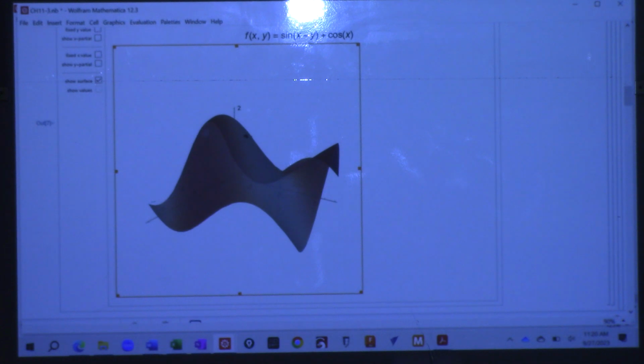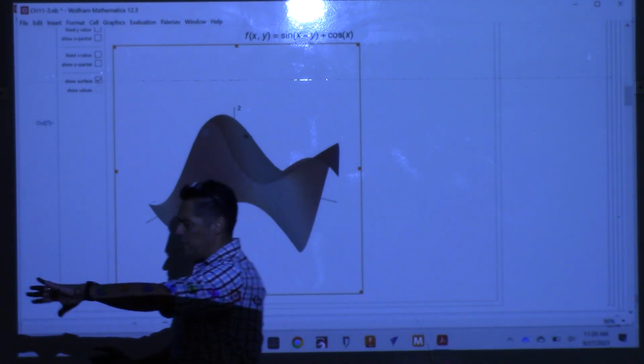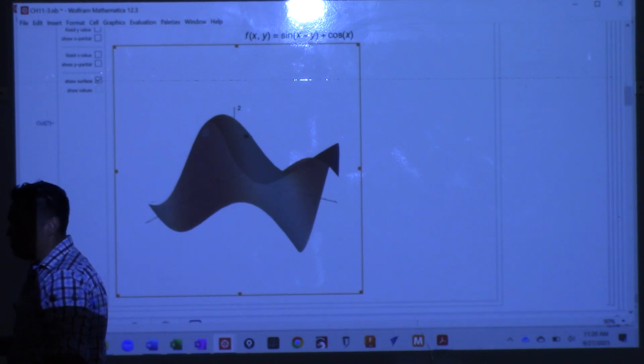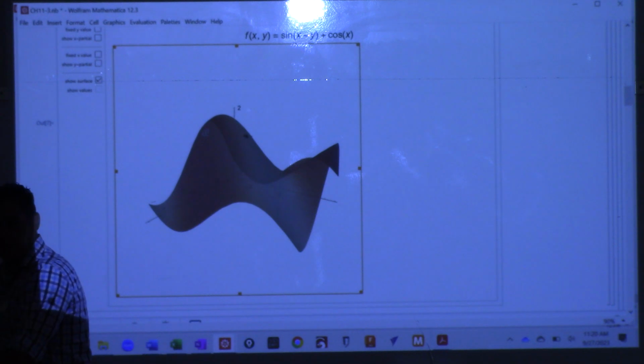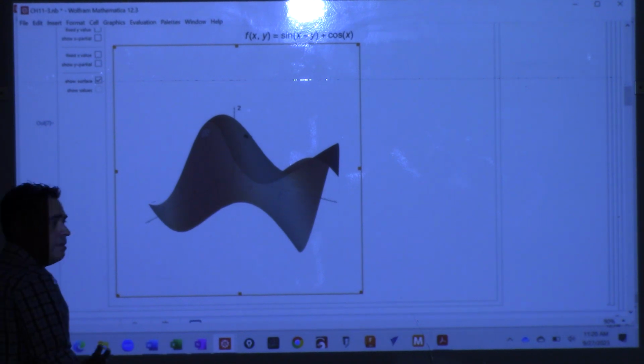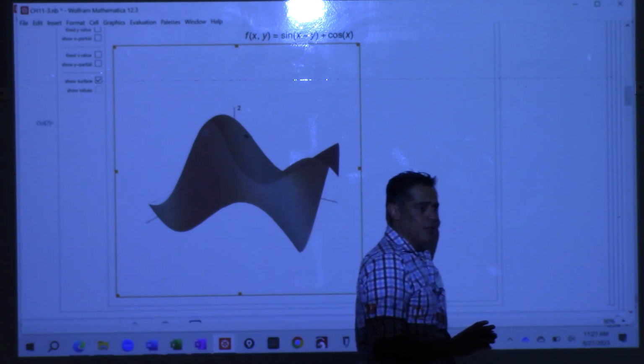So let's do this. Let's cut this surface. So here's the surface sitting out here, right? Here's the x-axis, here's the y-axis. What I'm going to do is pick a y value. Okay, let's say y equals 2. And I'm going to slice through the surface just like this with a plane. Okay, the plane y equals 2.